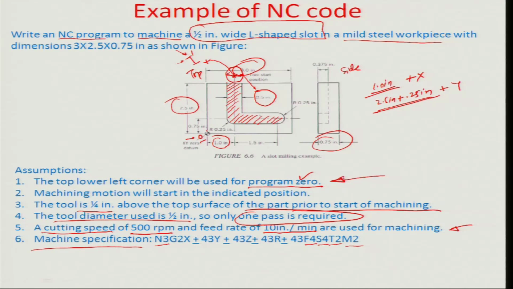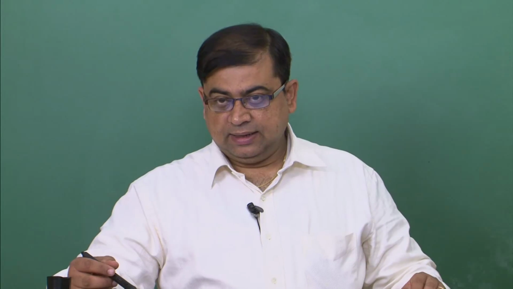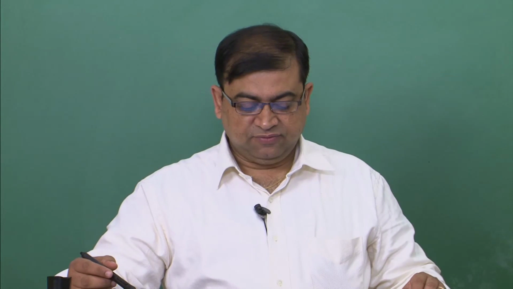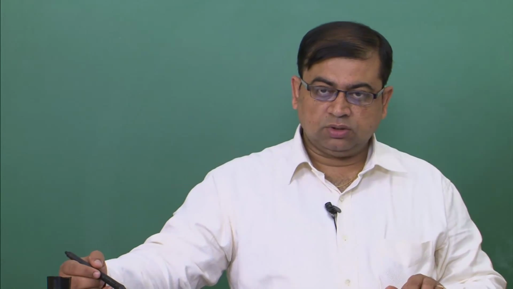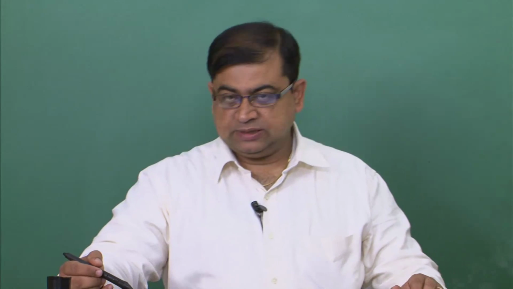It is assumed that when the tool starts moving, it is about 1/4 of an inch above the top surface prior to the start of machining. So you have to position the tool from probably this corner all the way to somewhere here where the machining process would start, but you have to ensure that the tool is about 1/4 of an inch above that, and only one pass is needed. Therefore it's assumed that the cutter size is the same diameter as the slot size, which is about 1/2 inch. We also have cutting speeds, feeds and machine specifications given.